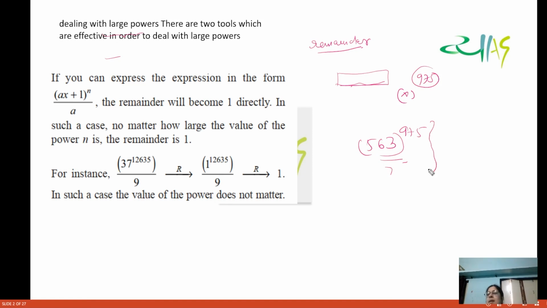I am calling this as not simple, whereas 63 into 64 into 66 divided by, let's say, 62, if you have to find out the remainder, I am calling this thing as simple. I hope everybody is clear with what I am saying. If you have very large power, the calculation just looks unsolvable, because you try to solve this 563 to the power 975, no calculator will give you any answer.